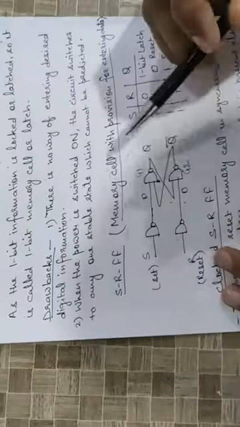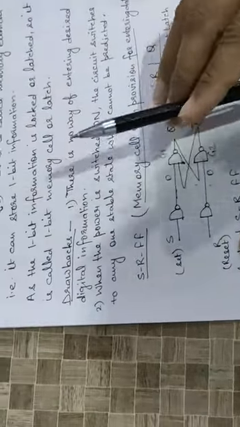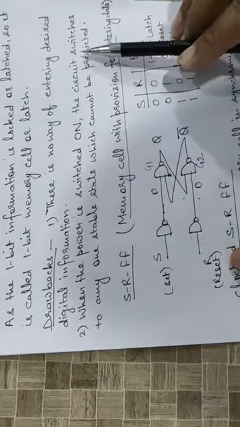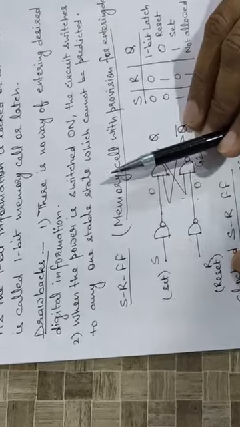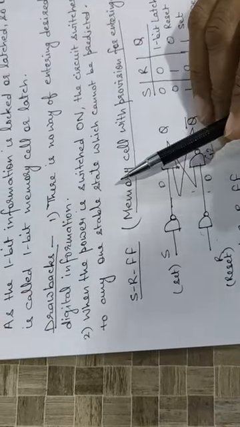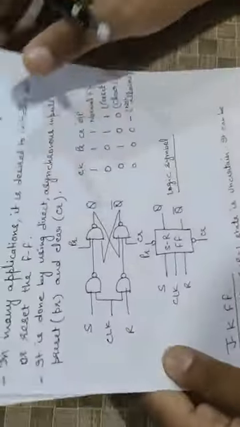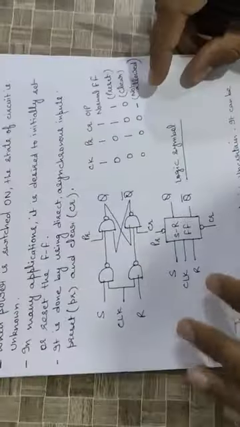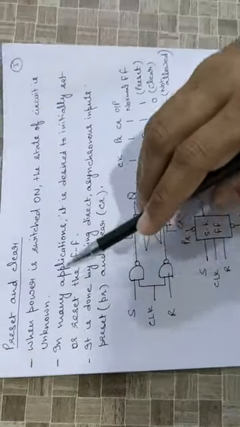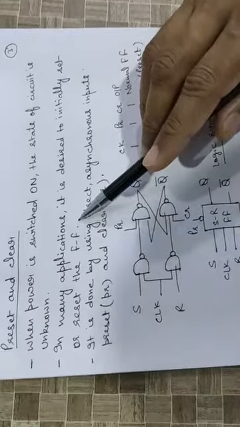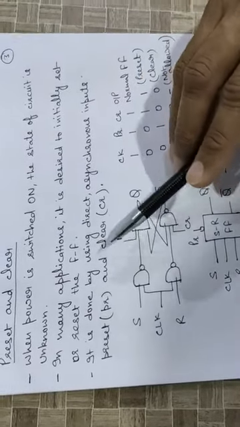Now the second thing: the main drawback of the 1-bit memory cell was that when the power is switched on, the circuit switches to any one stable state. It can be either a 0 state or 1 state, which is not predictable. So to overcome this second drawback, we will be using preset and clear. What are preset and clear? In many applications, it is desired to initially set or reset the flip-flop. So it is done by preset and clear.